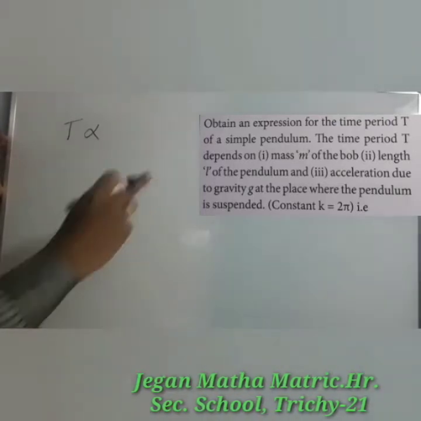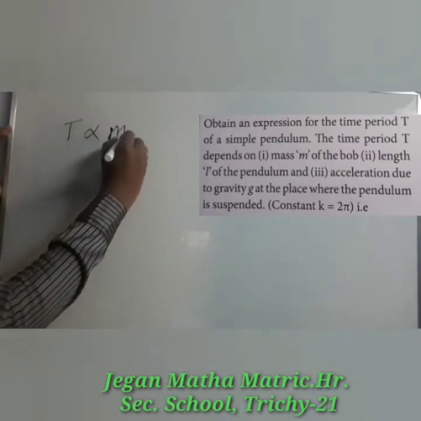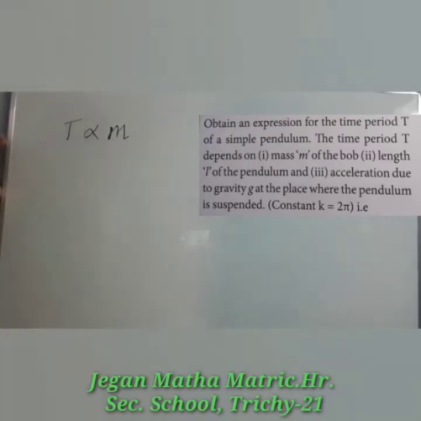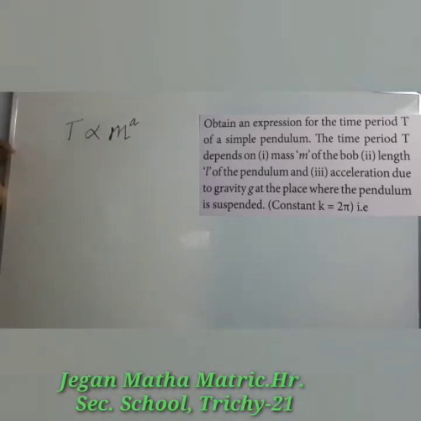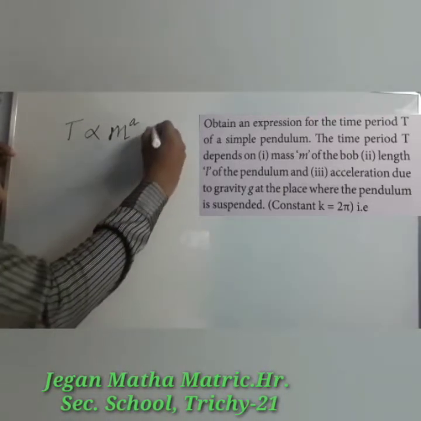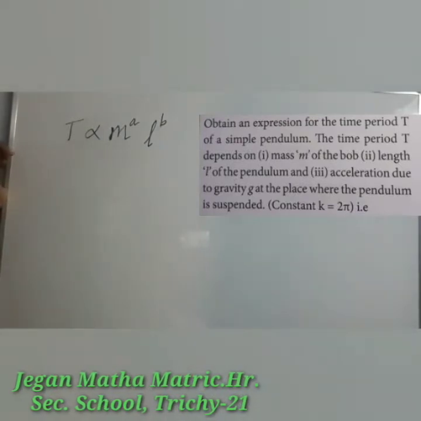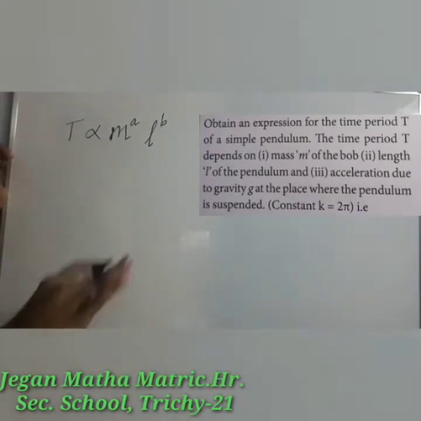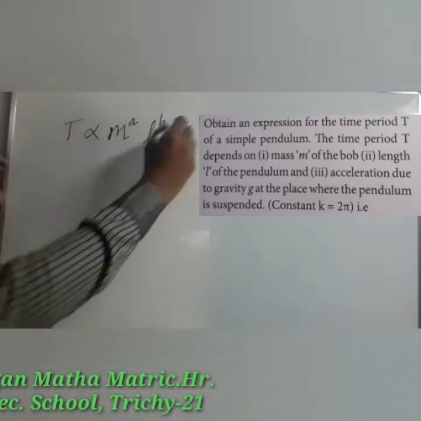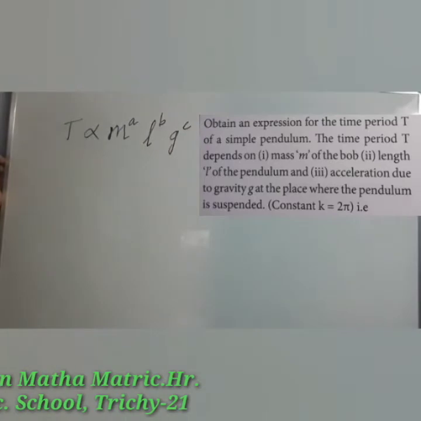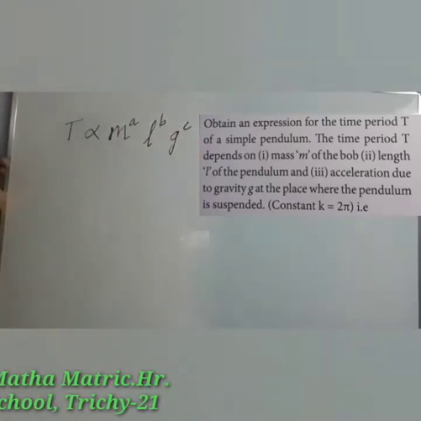T depends on, what is the first thing, the mass of the bob, given by the letter m. So mass may have dimension a. The second quantity, length of the pendulum, can have the letter l, with dimension b. What is the third quantity given in the problem? Acceleration due to gravity, g, which may have the dimension c. We are going to find those values. Let us take the dimensions as a, b, c.